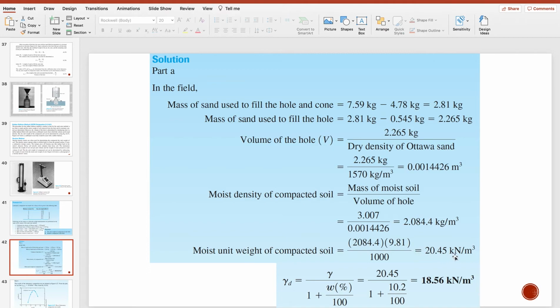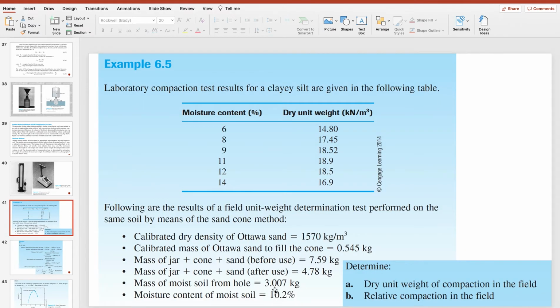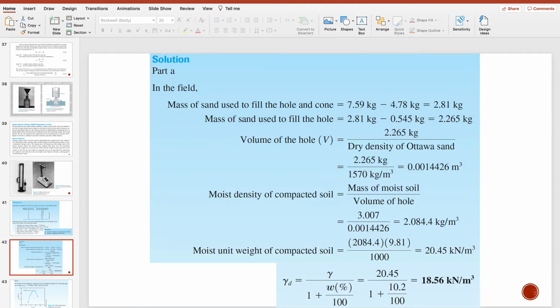kilonewton per cubic meter. Now for the dry unit weight, just simply divide the moist unit weight by 1 plus the moisture content. So 1 plus 10 divided by 100, that is the dry unit weight. Okay? Saan nakuha yung 10? Yan yung moisture content. So 10%. Naka-percent siya, kaya siya dinivide ng 100. Okay?